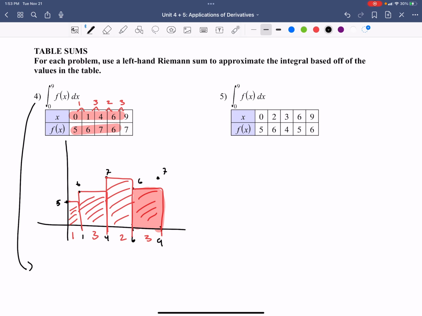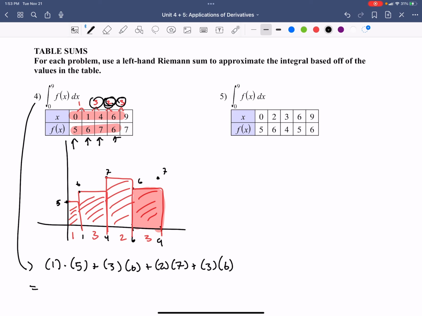And so what you're going to do is you're going to do your delta x. My delta x here is 1 times your left one, right? So we'll start here at 5. So times 5 plus, now you're going to use this. So we used these two already. Now you got to use this delta x, which is 3. And we're using the left point, so that's going to be 6. Plus, your delta x here is 2, and you're going to be using the left point, which is 7, times 7. And then the last one, times 3, times your left point, which is 6. Alright, that's how we're going to do our sum.